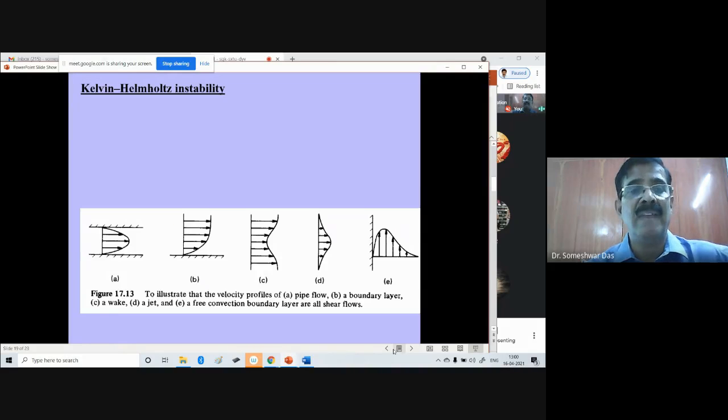Have you heard about the Kelvin-Helmholtz waves earlier, before? Have you heard about that? Yes or no? Kelvin-Helmholtz waves.